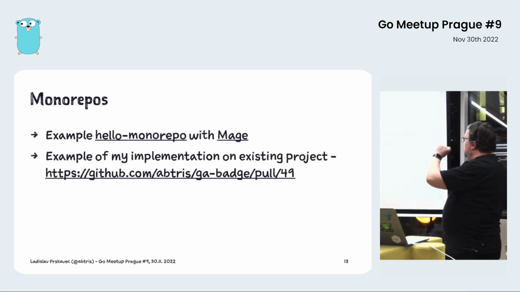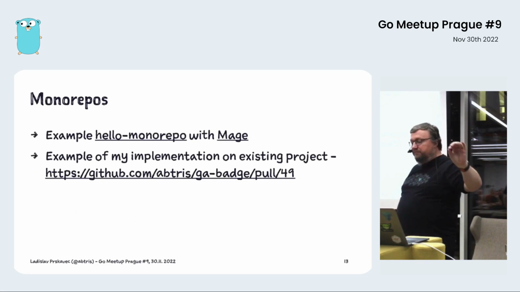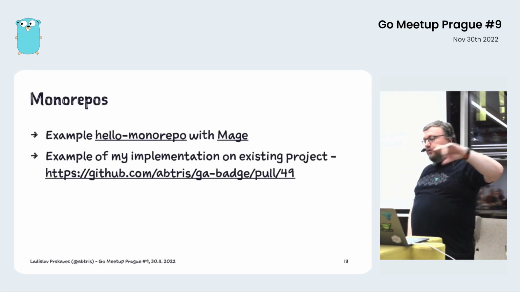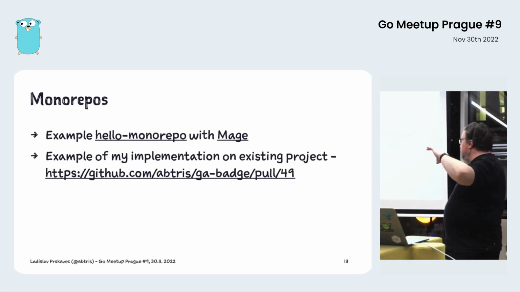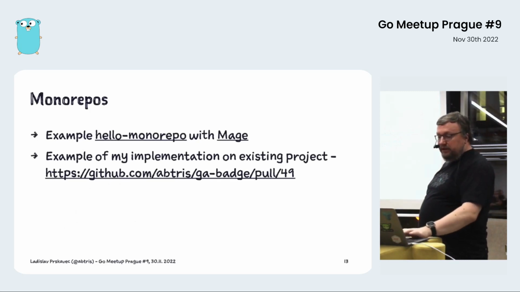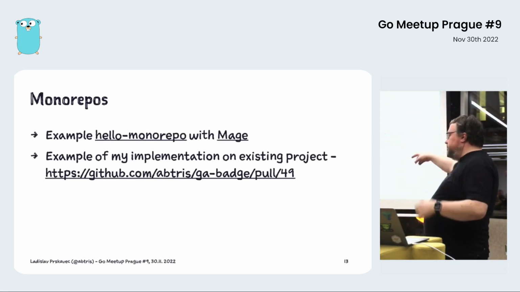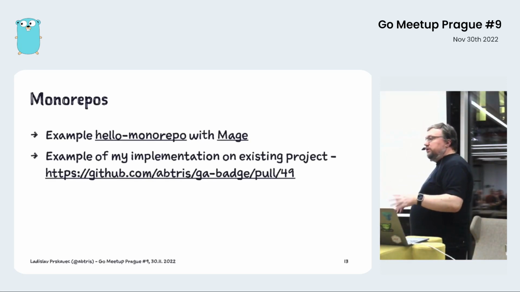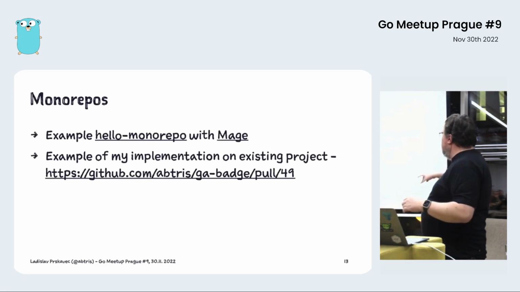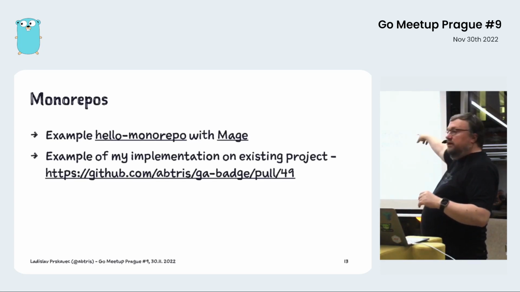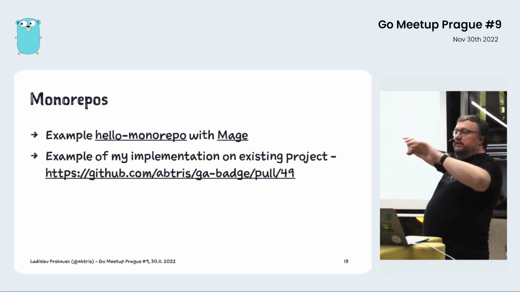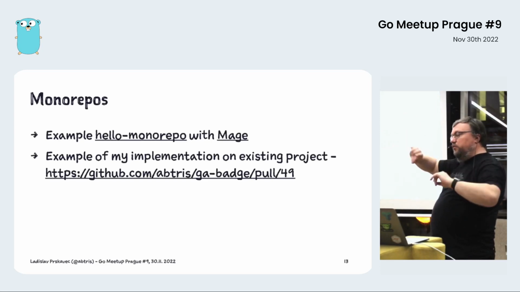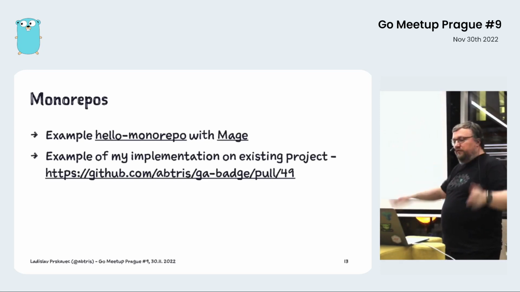If you have a bigger repo with multiple projects, or a combination, for example, I have this example here. There you can check it. It's a Node.js and Go combination project, and there is a link to my pull request where I implemented that. You can see that I added 3 Go files, and that's all, and it works.